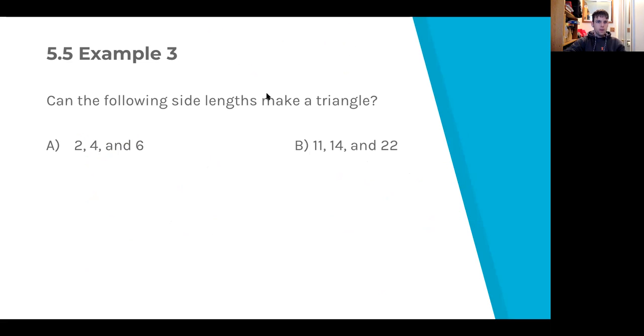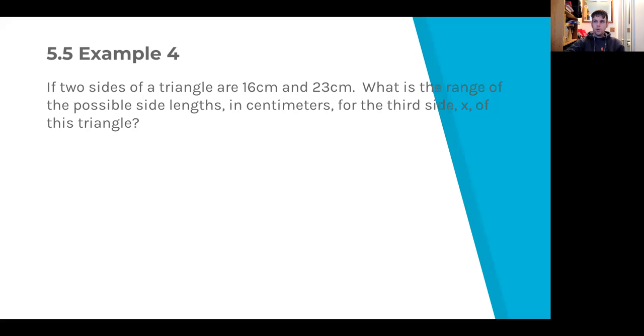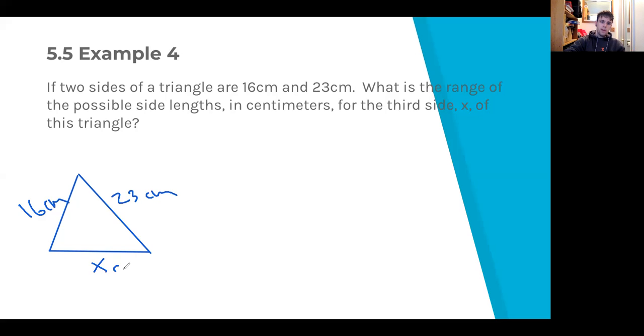All right, and now our last example here was triangle inequality theorem. We have a triangle with two known sides of 16 and 23 centimeters. So 16 centimeters, 23 centimeters. And we want to know what are a range of possible values for our third side. What's the smallest it could be? What's the biggest it could be?